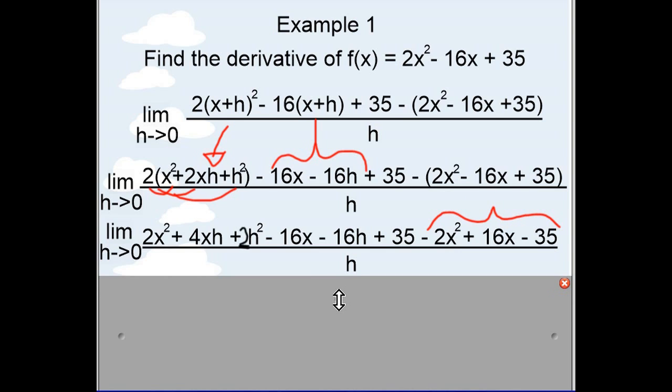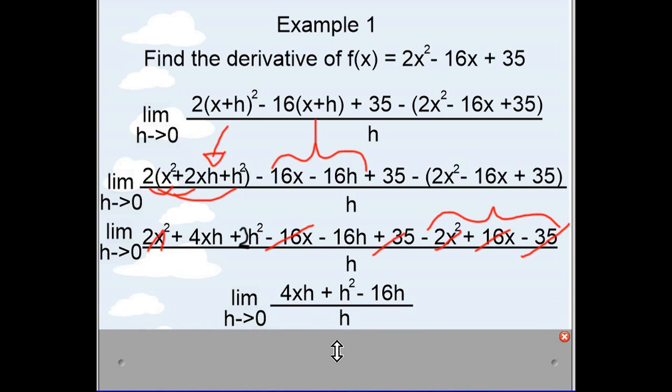Now for the next step. What we want to do is try to cancel out as many things as we possibly can. So you might have noticed already that we have some of the same terms in this expression right here. It looks like we have a 2x squared here and a 2x squared here, so we can cancel both of those. We have a negative 16x and a positive 16x, so we can cancel those out. And we have a positive 35 and a negative 35, so we can cancel those. Alright, we have nothing else we can cancel, so let's move on.